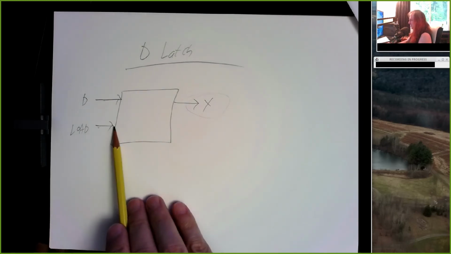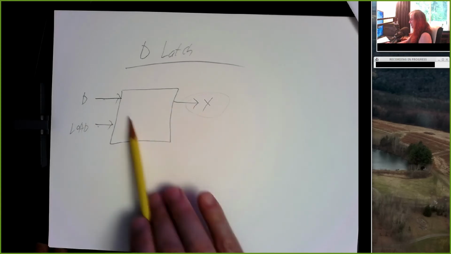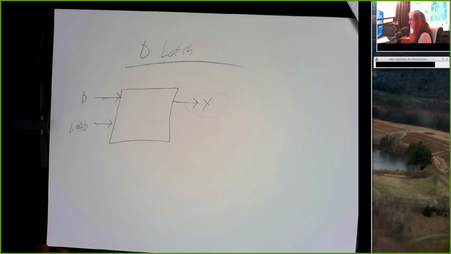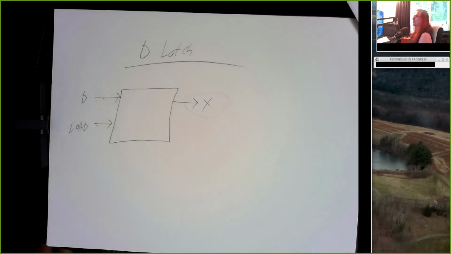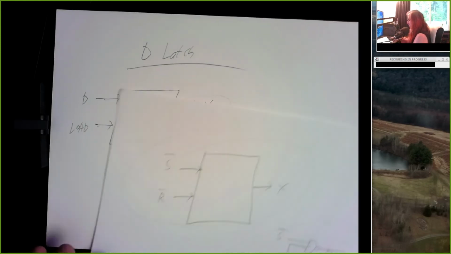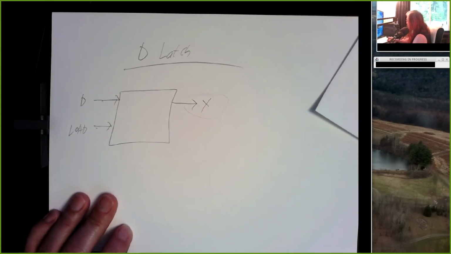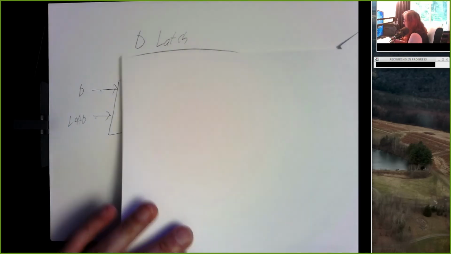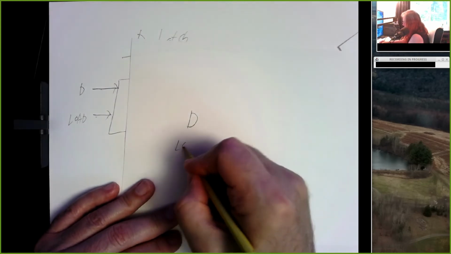I'm thinking Minecraft right now. So this is basically, when you set this to a 1, the D value comes in here and becomes the value that's stored inside this box. When the load line drops to a 0, whatever the value of D was that last came in, that's the value that's stored inside. And we can build this out of an SR latch by doing something like the following. So let's take D and load.